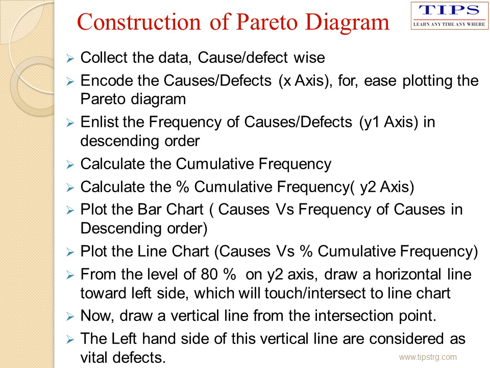From the level of 80% on the y2 axis, draw a horizontal line towards the left side, which will intersect the line chart. Now draw a vertical line from the intersection point. The left hand side of this vertical line represents the vital defects for which we have to carry out analysis in further steps.